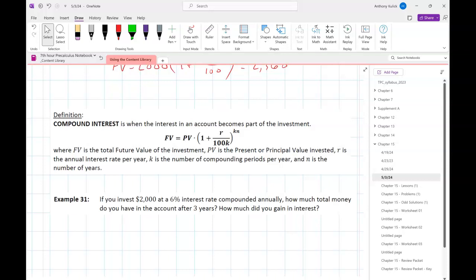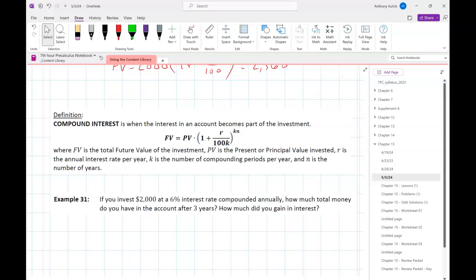All right, so our formula for compound interest: FV is equal to PV times (1 plus R over 100K), all to the Kn power. Again, FV still future value, PV still present value, R still interest rate as a percentage, N still the number of years. K is a new parameter here from the simple interest formula. K represents the number of compounds per year. So if we say the interest is compounding monthly, K would be, you can participate here, 12.